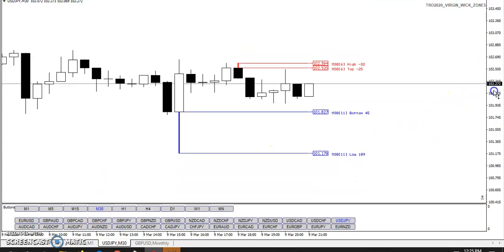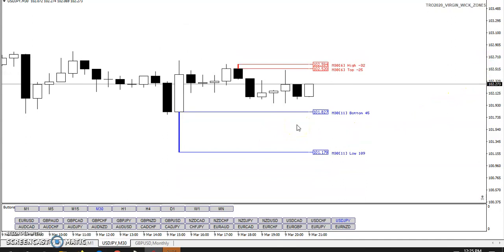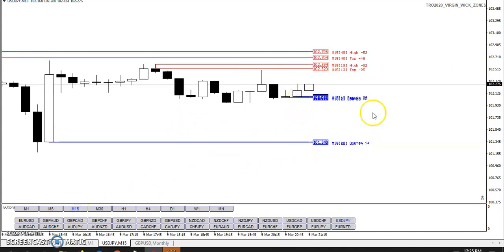Now, see, we can move down here to the 30-minute chart, and you can see we've got a nice virgin wick zone right here. And we can move over to the 15.